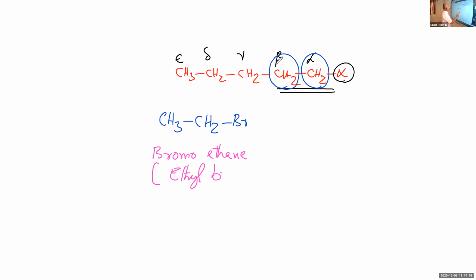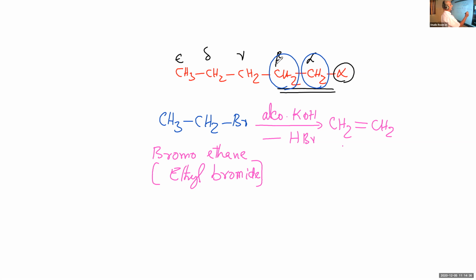Ethyl bromide, an alkyl halide, is heated with alcoholic KOH. Then there is removal of HBr and we get CH2=CH2, which is ethene. That was the example taken.